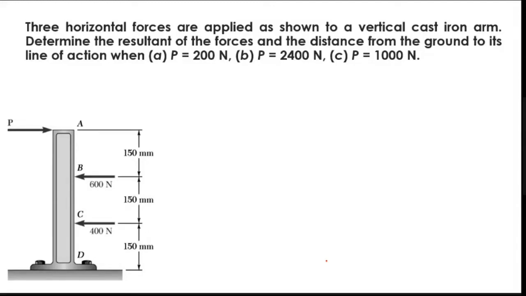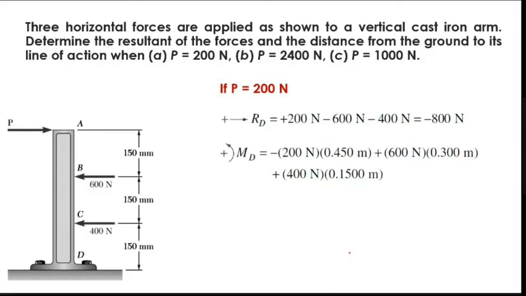They have given some conditions. What happens if your P is 200? What happens if P is 2400? And what happens if P is 1000? Let me consider the first case, where P is 200. Then the sum of Fx is: 200 positive, minus 600 and minus 400, so totally minus 800. That is my overall force.